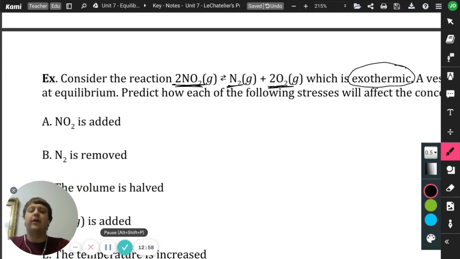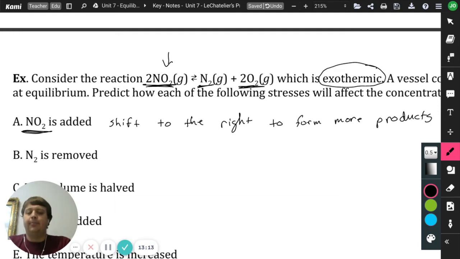Predict how each of the following stresses will affect the concentration of O2 and the value of K. So first off, I'm going to add some NO2. Well, NO2 is a reactant. And so since NO2 is a reactant, we will see a shift to the right to form more products.